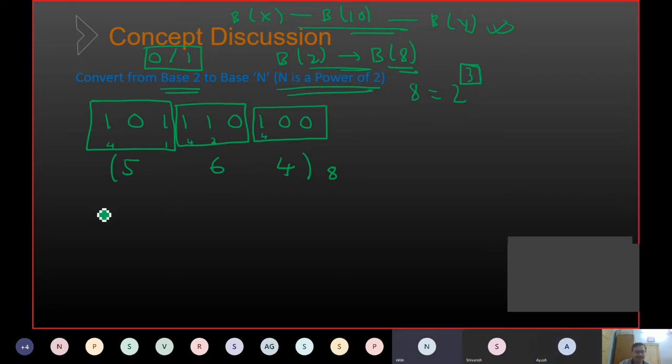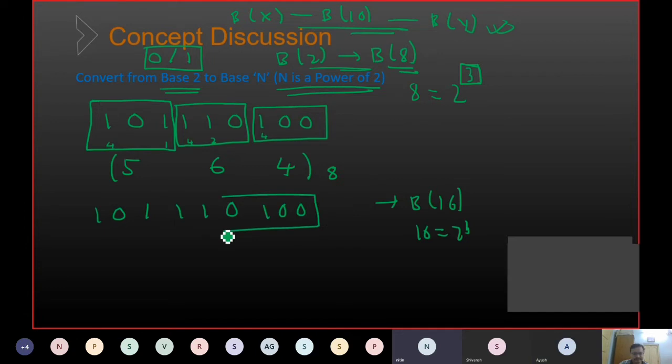Let's take the same number. If I had to convert it to base 16, how would I have done it? Groups of 4. So this is 1. This is 4, 2, 1. That is 7. This is 4 only. So that is 174 base 16.